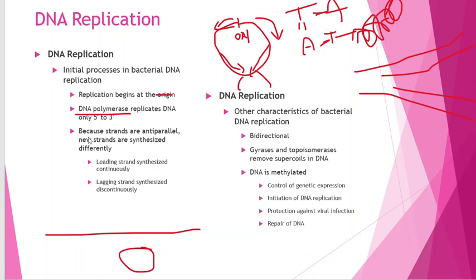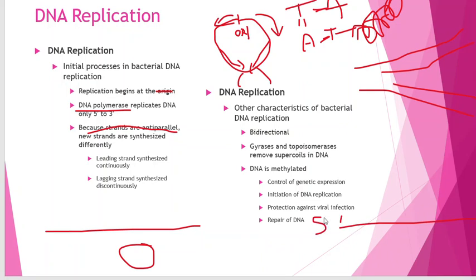Strands are anti-parallel. So if I've got a strand of DNA and it's 5' on this end, then it'll be 3' here, but the other strand will be just the opposite. It'll be 5 there and 3 here. That's what anti-parallel means.